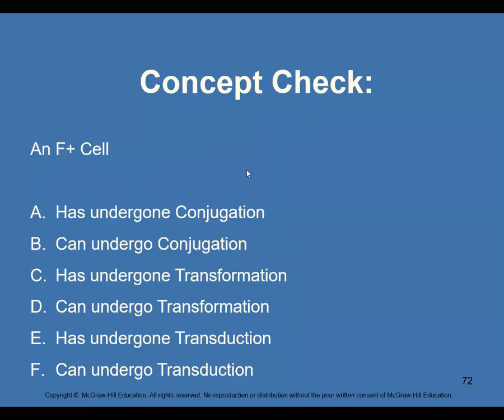All right, so coming back to our concept here. If an F+ cell, F+ means it can form the pilus to do conjugation. So yes, it can undergo conjugation, B, because F+ is able to form that pilus.